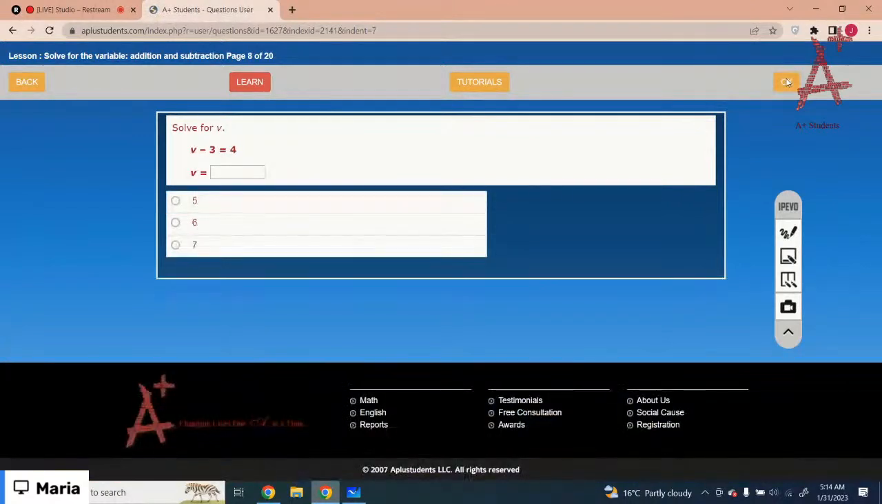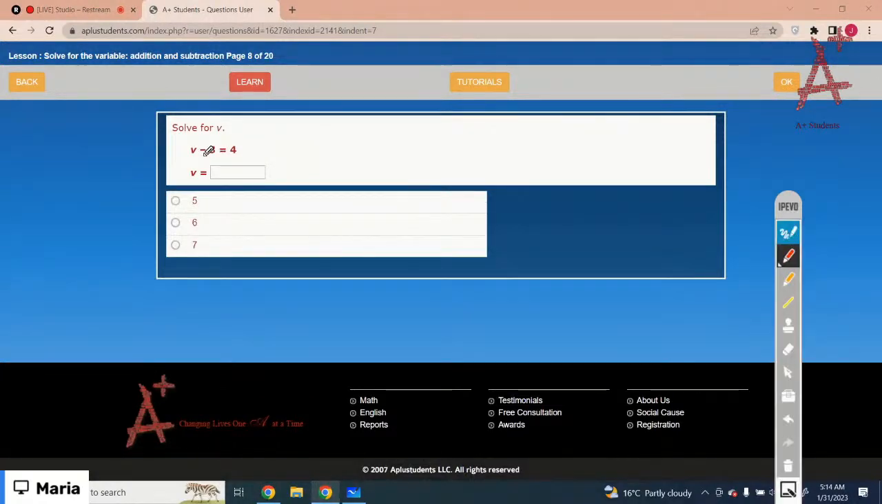Okay, now look at just this one. v minus 3 equals 4. You have to isolate the v. You have to remove that negative 3 from here. So you have to make it 0. 3 minus 3 is 0. You have to add 3 here to make it 0, but you have to add to both sides of the equation. You are left with v here only, and 4 plus 3 is 7.